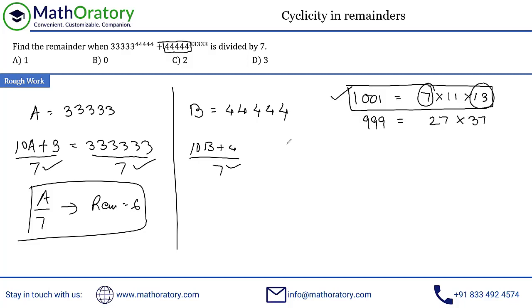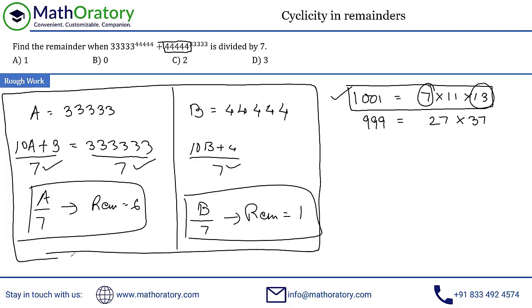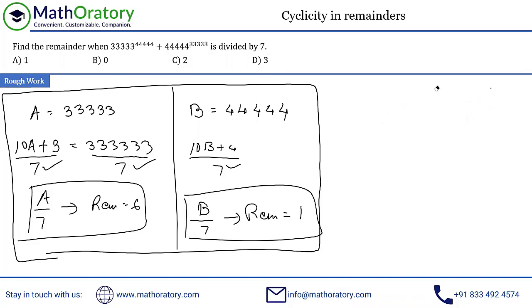That is something we understood. So B should be leaving a remainder of 1, right? So this becomes 14, and that becomes a multiple of 7. So effectively, we get this remainder of A and B very quickly without even manipulating anything. So this is a very easy way to figure this out. I mean, this is useful in a lot of different questions.